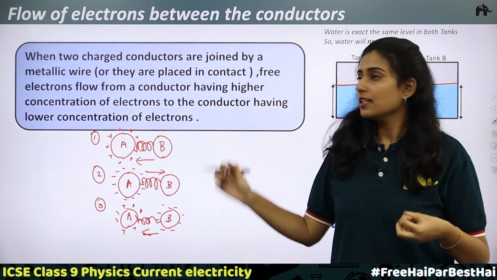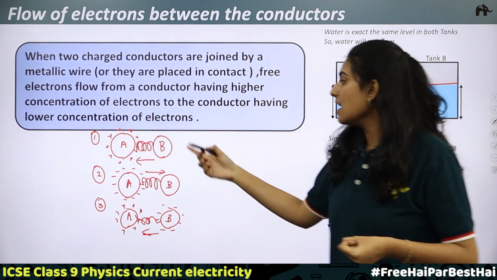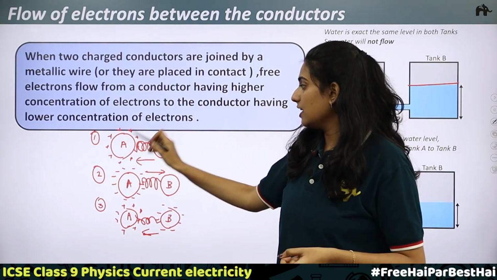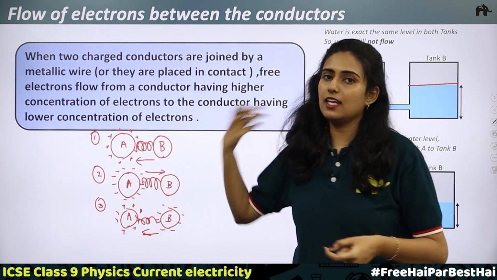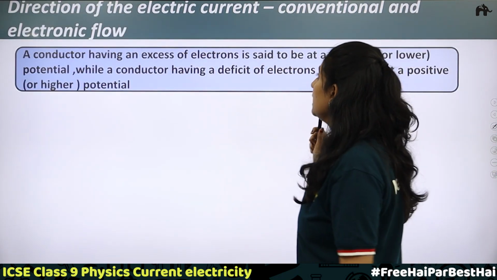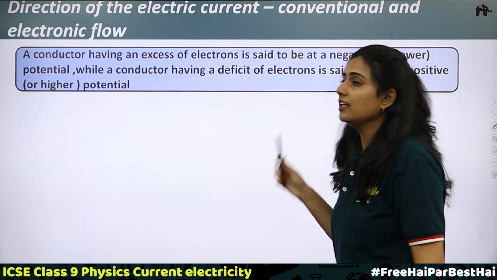Here, the number of electrons in the uncharged conductor is decreasing and the number of electrons in the positively charged conductor is increasing. Understood? Next: direction of the electric current, conventional and electronic flow.